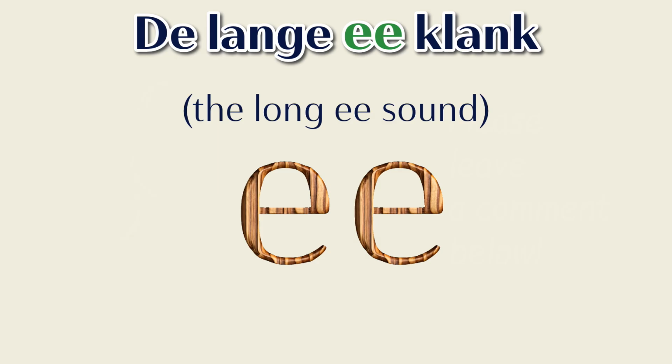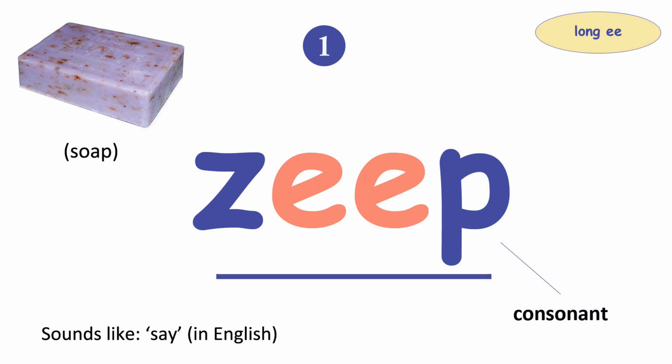Now let's have a look at the long E, pronounced A in Dutch. The A sound in Dutch is somewhat similar to the A sound in the word say in English. We will look at 2 cases. In the first case, the double E is pronounced A in a closed syllable, like in the example word zeep. Let's practice this sound in the next word.